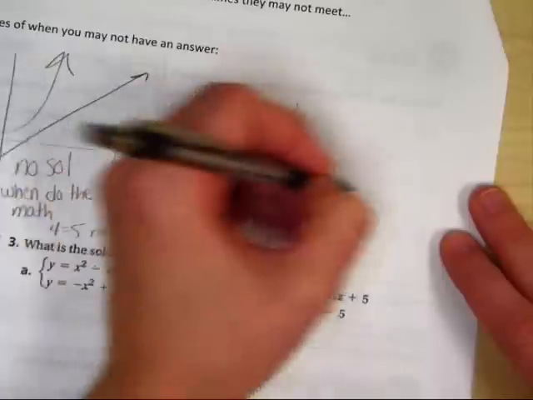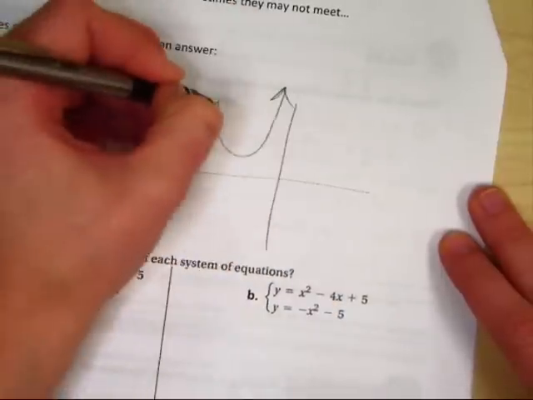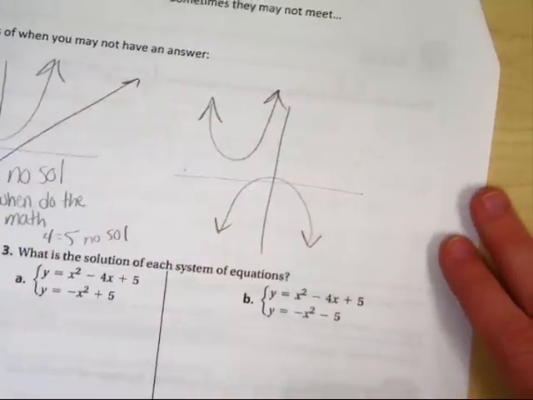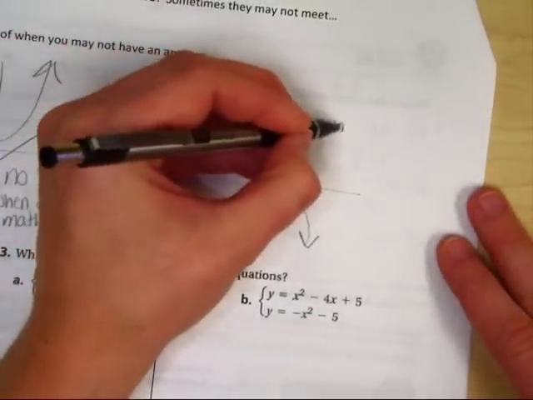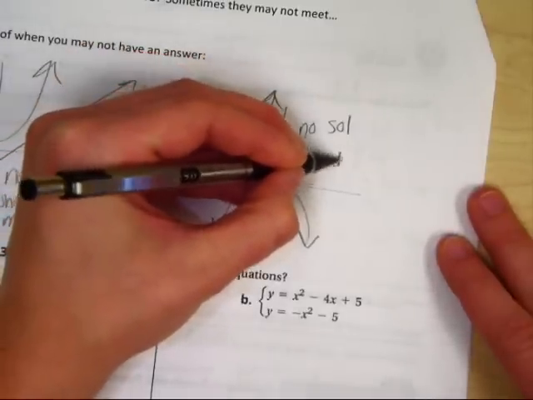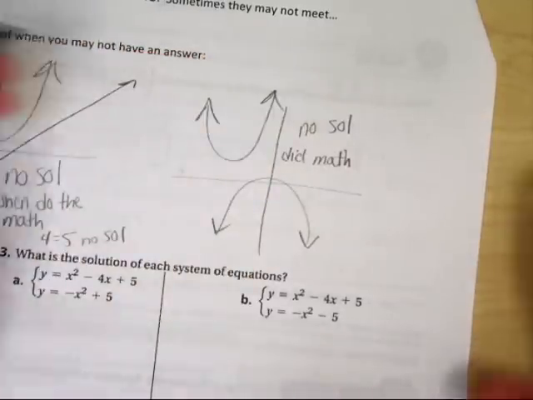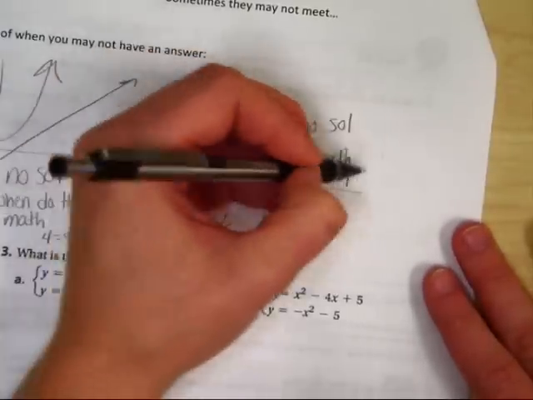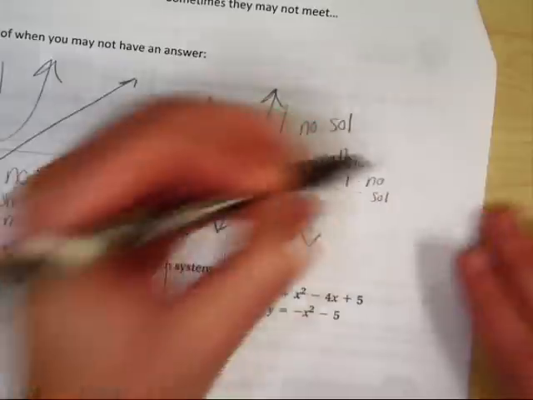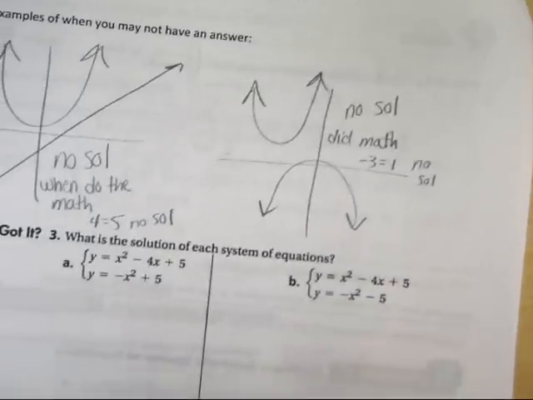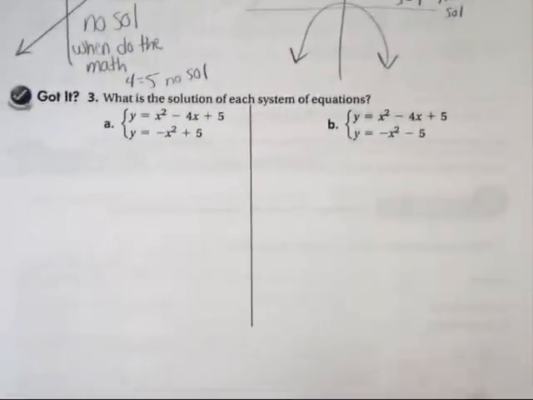Now let's talk about this one as well. Let's say you have two parabolas. These two parabolas will never meet. Again, this will be a no solution. If you did the math, you would work it out, you take everything to the left, and you might get something like negative 3 equals 1. And you would just write no solution. That was kind of a side note. I remember I had to put that in from last year. So let's continue on.